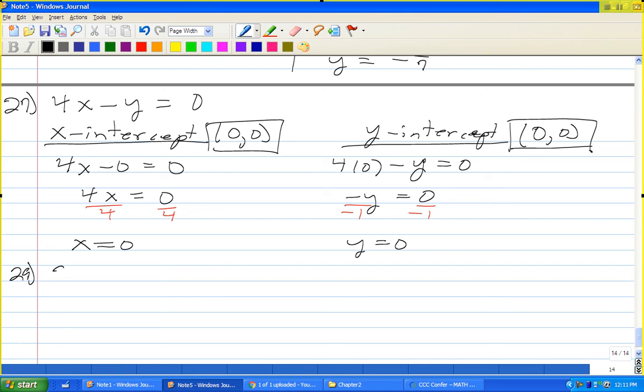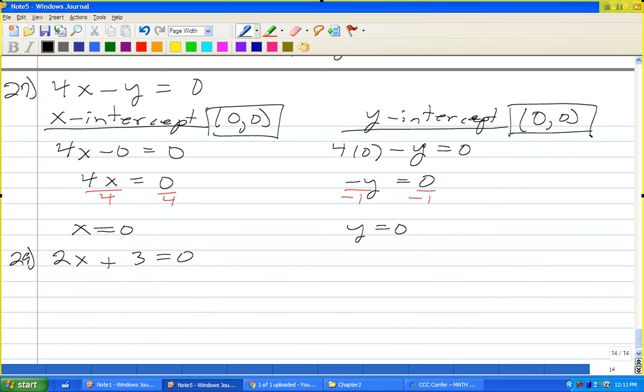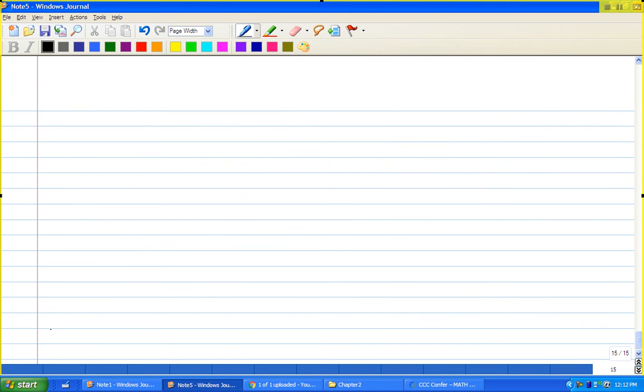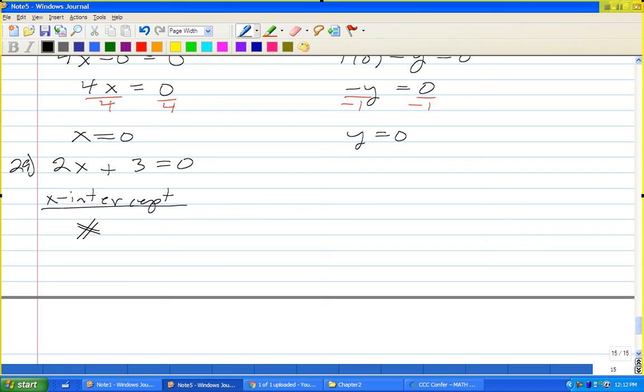2x plus 3 equals 0. So let's find the x-intercept. Set y equal to 0, solve for x. You can't. There's no y. So in this case, there's no solution to that equation, because I didn't even have the equation. So there's no x-intercept.